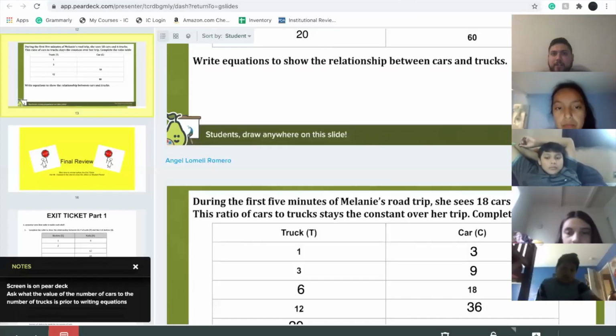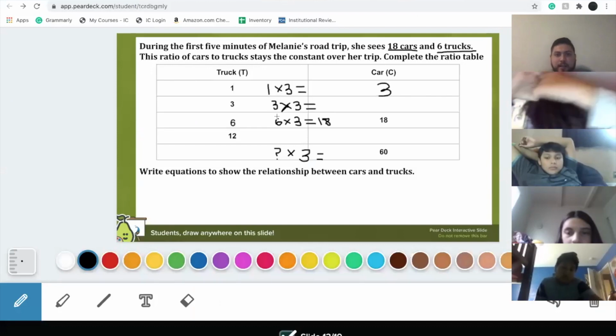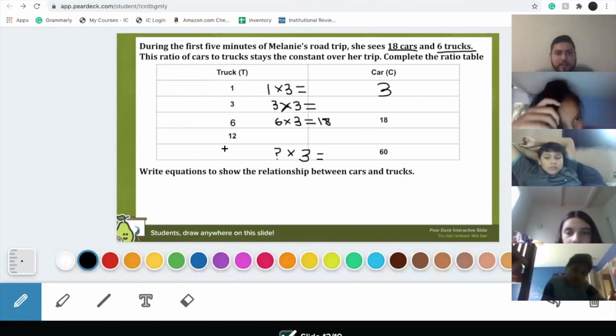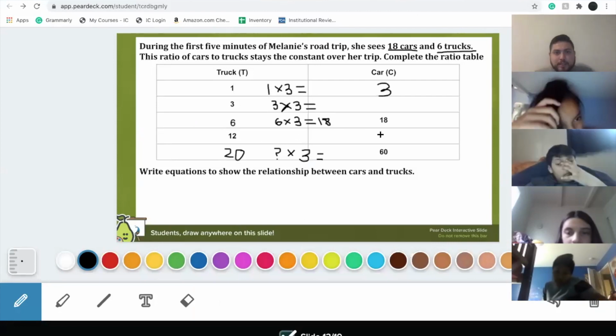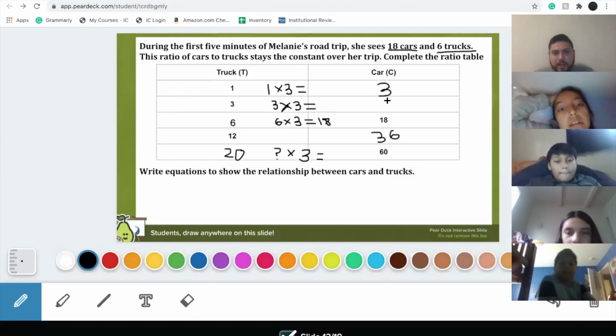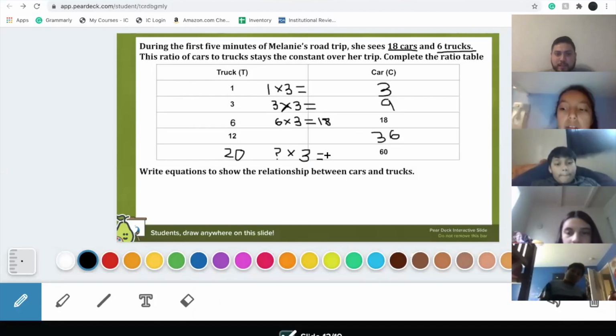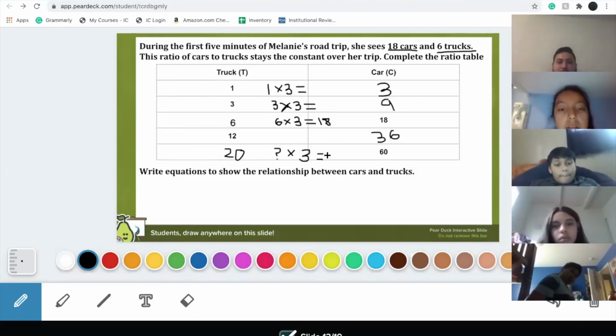I see everybody's already updated their slide. So we noticed that this was 20 because 20 times 3 is 60. This number here was 36 because 12 times 3 is 36. This was 9. I saw everybody updated this. So thank you as a class. You guys did amazing. We're going to now write the equations.